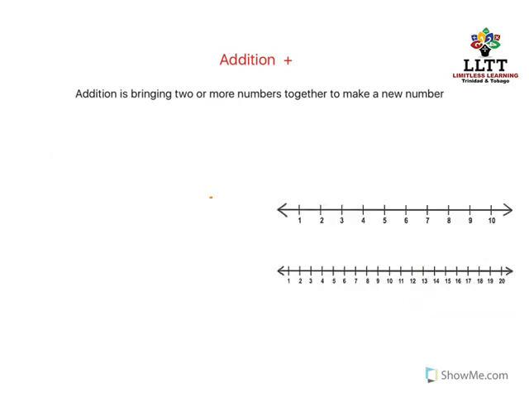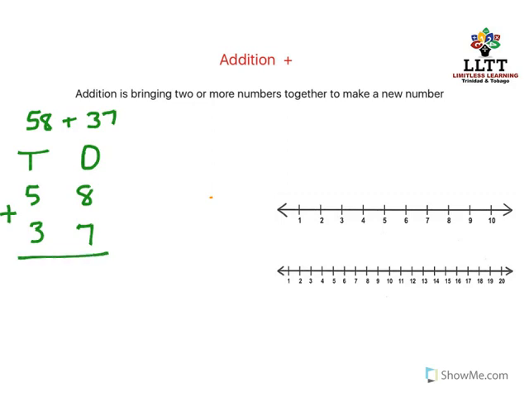Let's try another one that's a little more challenging. Suppose we wanted to add 58 plus 37. I have 2 digits, so I'm looking at tens and ones. So I'm going to put my T for tens, my O for ones. 58 is 5 tens and 8 ones. And 37 is 3 tens and 7 ones. I'm going to put my addition sign and of course my equal sign.